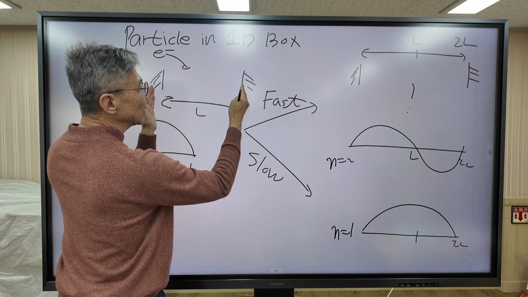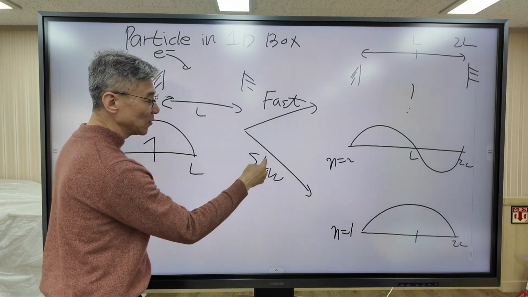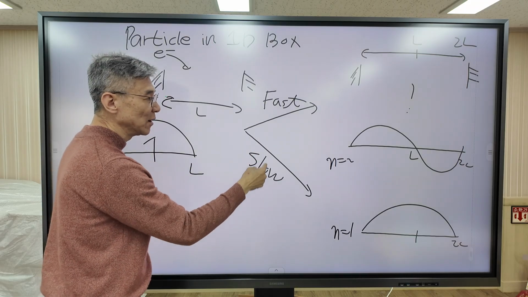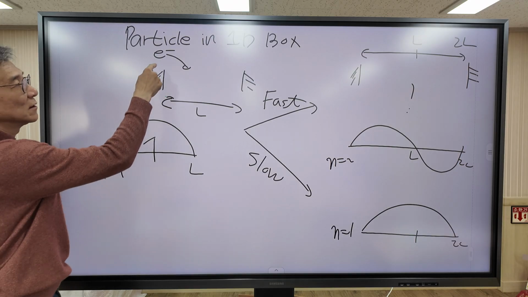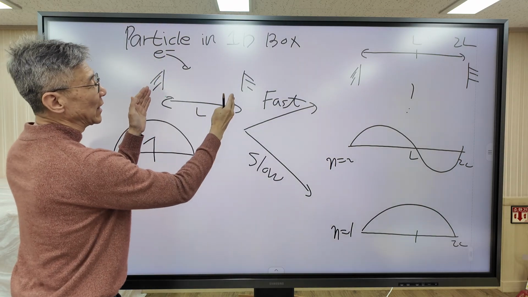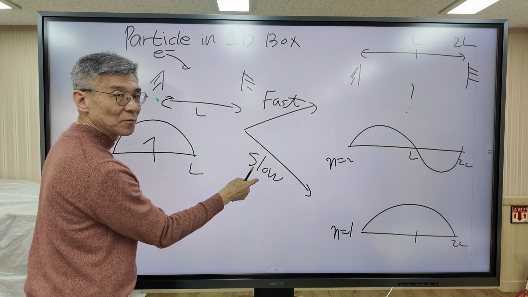I'm going to increase the box slowly. Then the question is, what do you mean by slow? What do you mean by fast? What's the criteria for slow and fast? The benchmark, the criteria is the speed of electron. When the speed of electron is slower than the speed of box, it means slow.